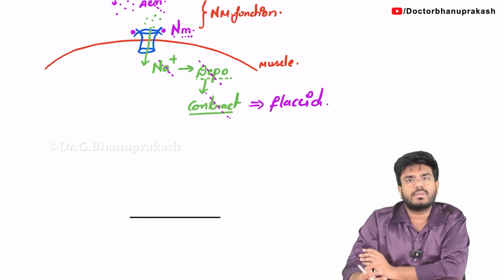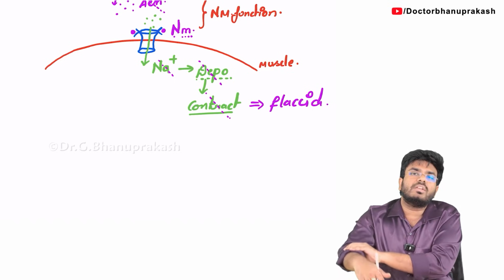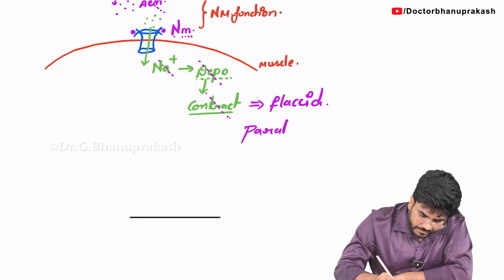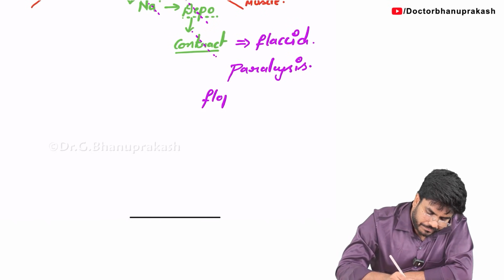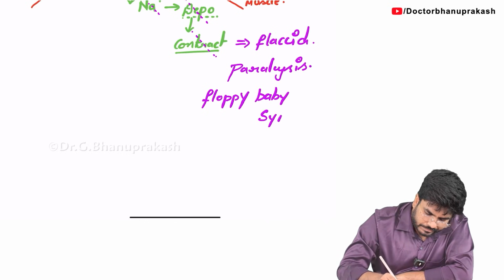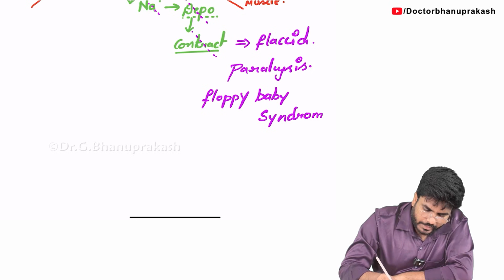It means muscles are not contracting, they totally lose their tone. So there is total flaccidity. Okay, this is flaccid paralysis. This is also called floppy baby syndrome. Okay, floppy baby syndrome.